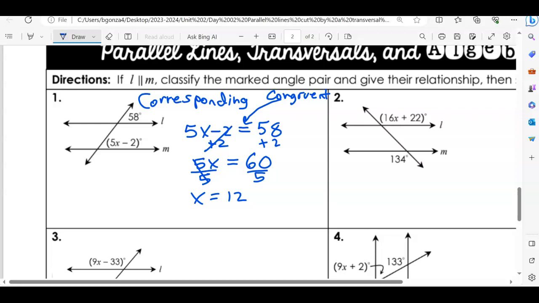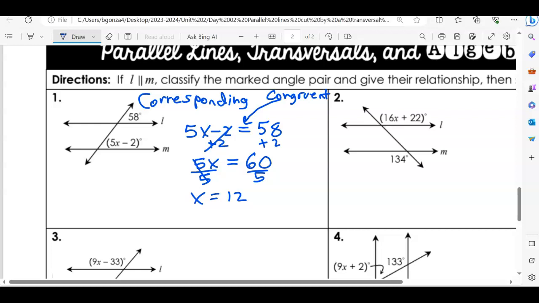Now, could you plug that 12 back in here to get this missing angle? And before you even do that, you should already know it's going to equal 58, because they're equal, right? But if you did plug it in, you would get 58 for sure, okay? So far, so good. That's when they're congruent. You set them equal.